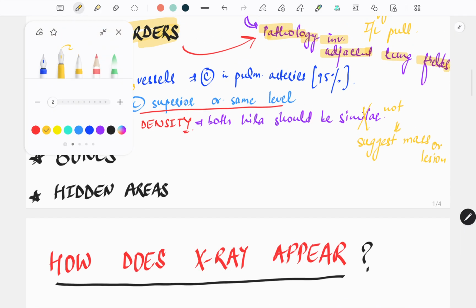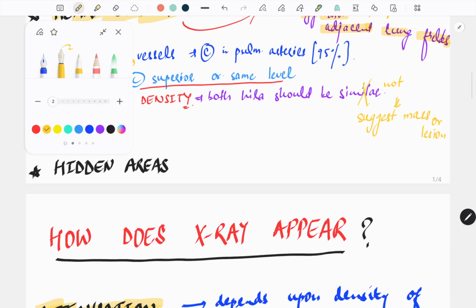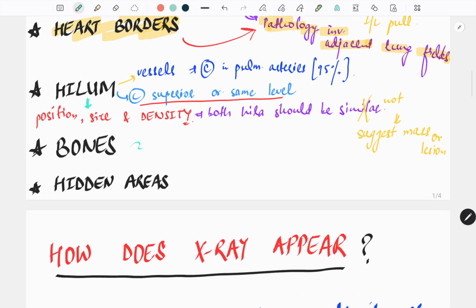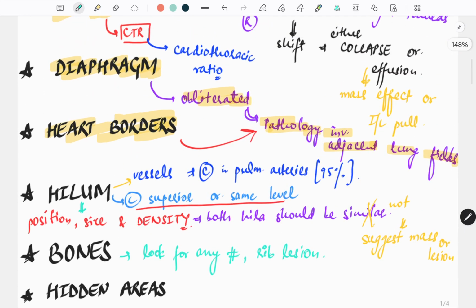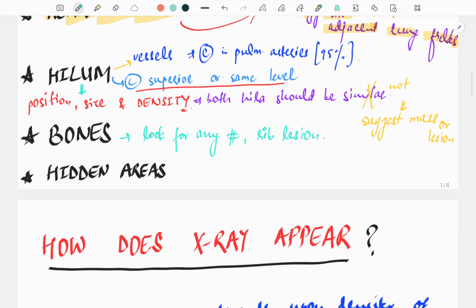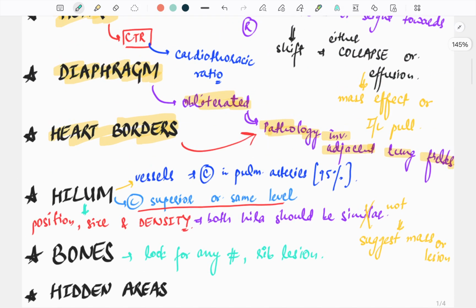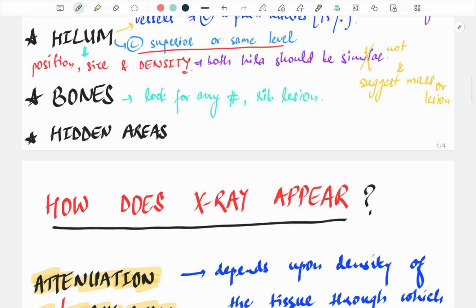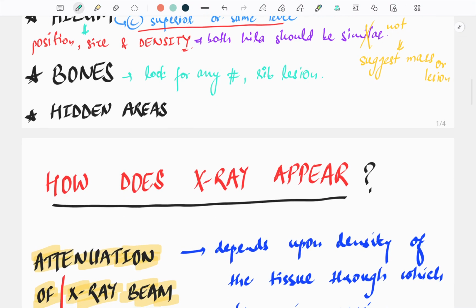Next, we'll see the bones. We will look for any fracture, any rib lesion. In some other video, we'll talk about how to differentiate whether a lesion appearing on a chest x-ray is a rib lesion or is located inside the lung fields. Basically, whether it is a rib lesion or a parenchymal lesion.